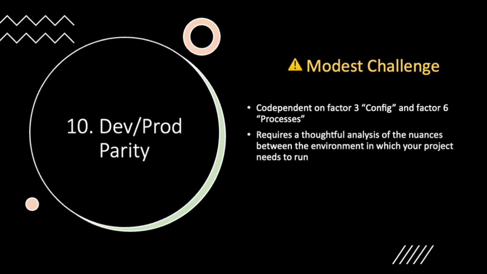Number 10, dev prod parity. Keep development, staging, and production as similar as possible. This is challenging, but only in a general sense. There's nothing specific to Lambda itself, mind you.